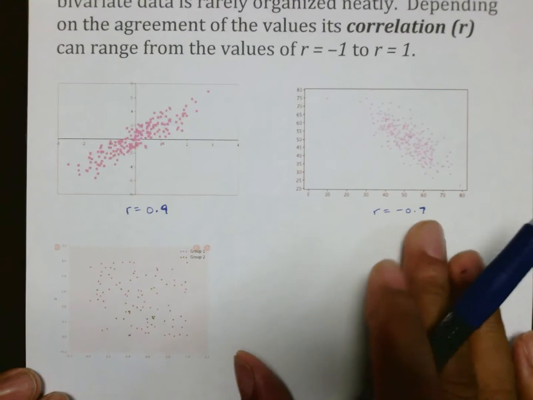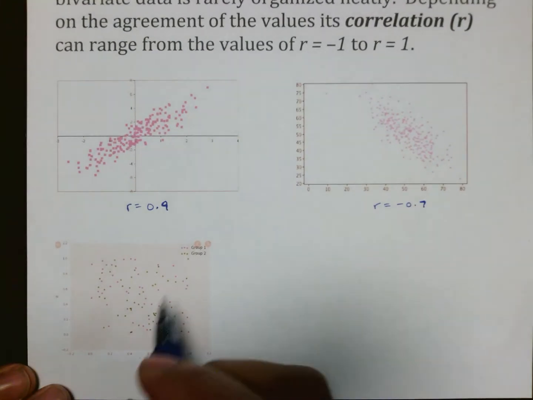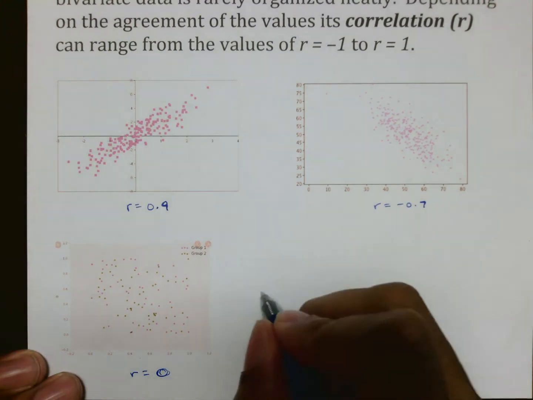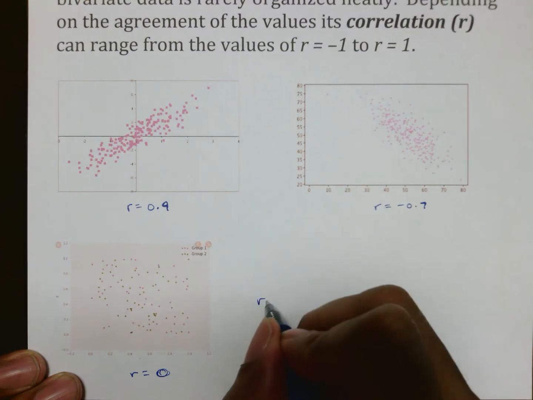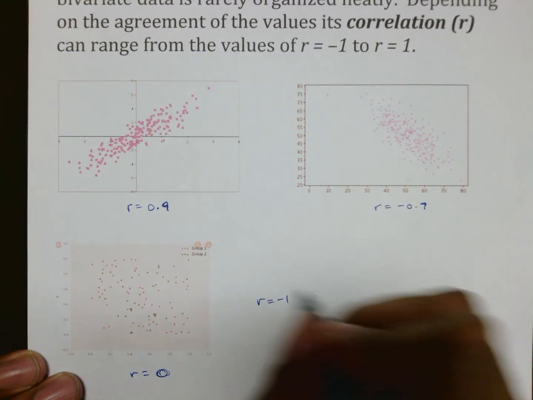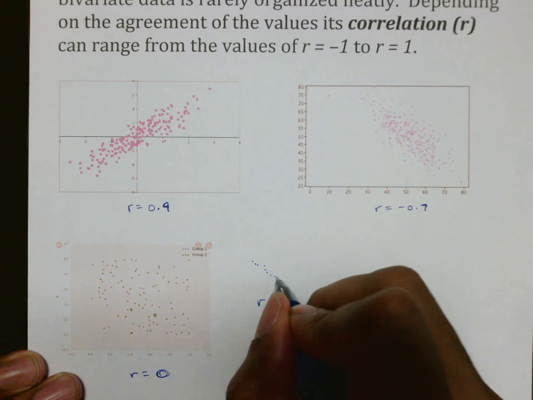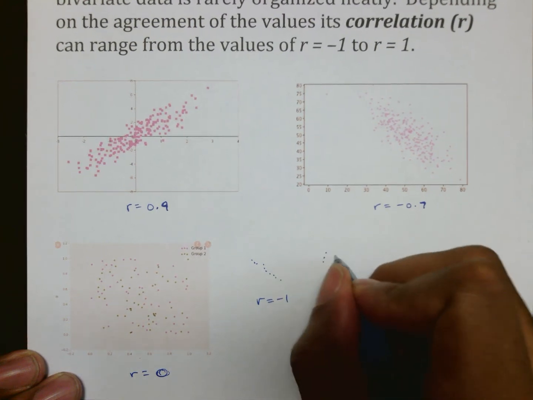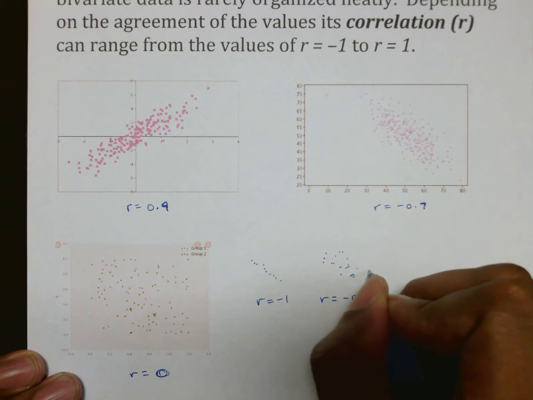And then the third one is an image of something that does not go up, does not go down. This would be r equals 0, which means that these two variables have nothing to do with each other. Again, the tightest downward would be r equals -1. So that would be something where the dots are definitely straight down. R equals -0.5 would be more wide, but heading down.